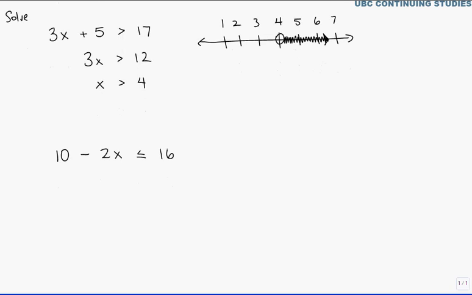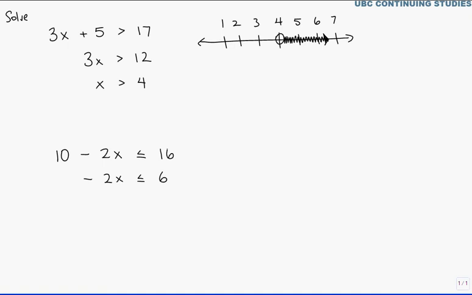Okay, let's try that one more time for the next inequality. I want to isolate the expression with the variable, the negative 2x. So I'm going to subtract 10 from both sides. I don't have to change the direction of the inequality. If I subtract 10 from 16, I get 6.